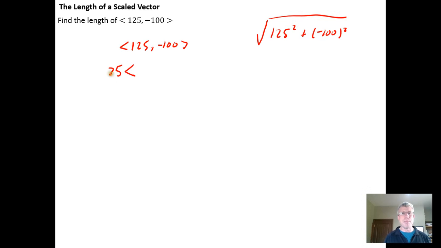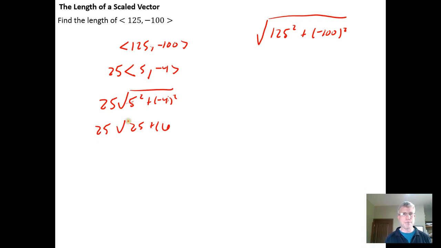So this vector is the same as 25 times 5 is 125, and 25 times -4 is -100. So the size of this vector is just going to be 25, the absolute value of 25 is 25, times the size of the vector 5, -4, so I get 5 squared plus -4 squared. And now I've got a much simpler computation sitting under the radical sign than if I just blindly plugged the pieces in. So I get 25 times the square root of 25 plus 16, and that gives me 25 square root of, that's going to be, what, 41?